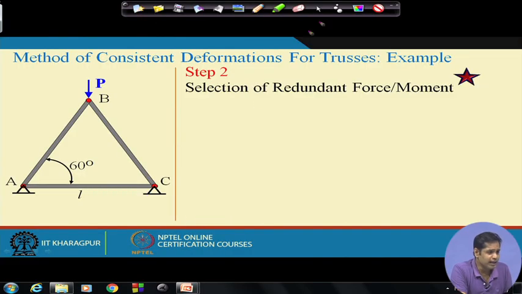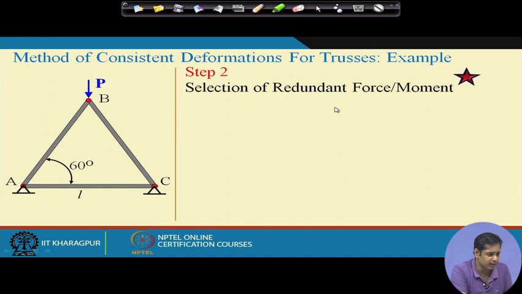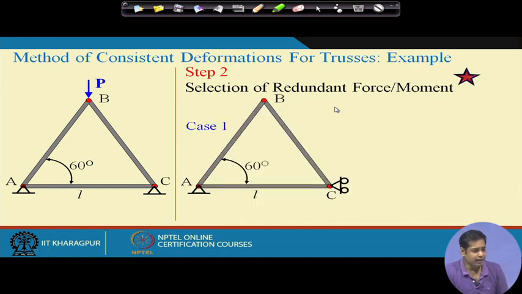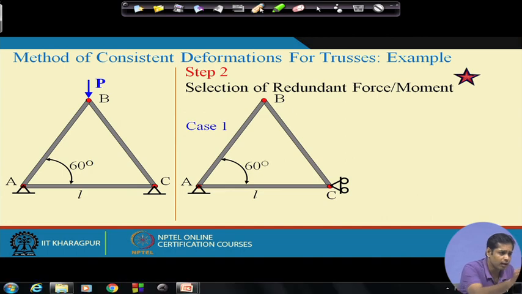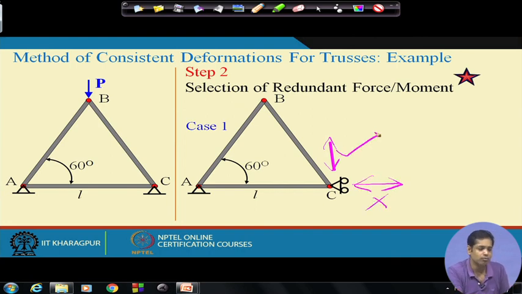Okay. So the first possibility is this. In this case, what is the release we have given in this structure? Suppose C is now allowed to move in the vertical direction. The point C is allowed to move in this direction, but the movement in the other direction is restricted. So in this case we have taken Cy as redundant. Okay.